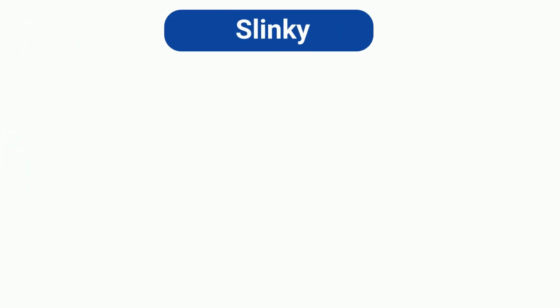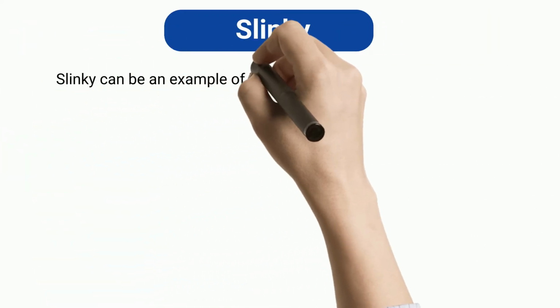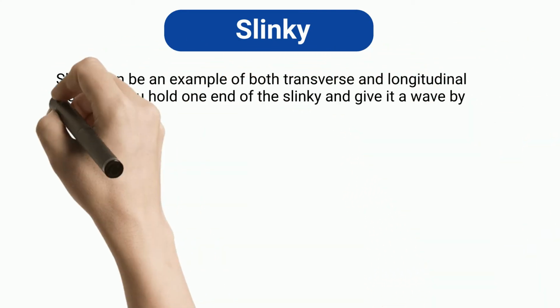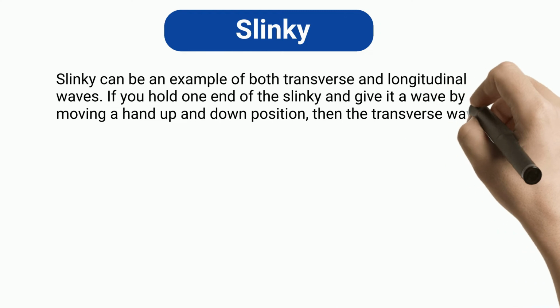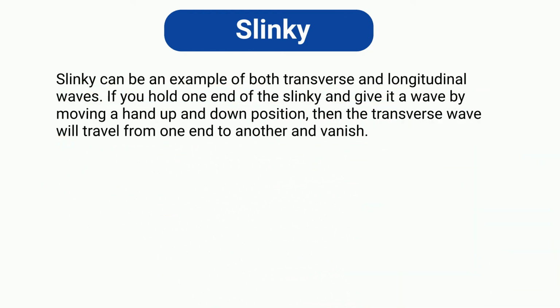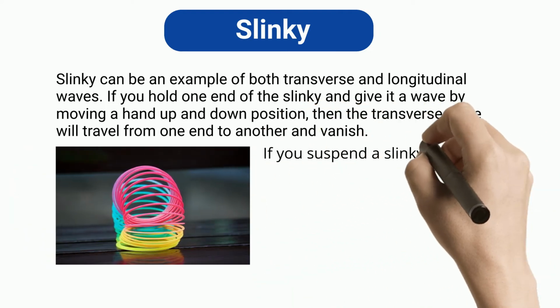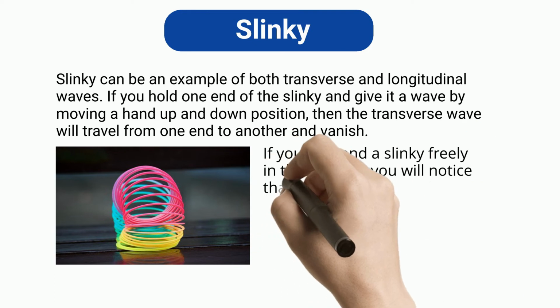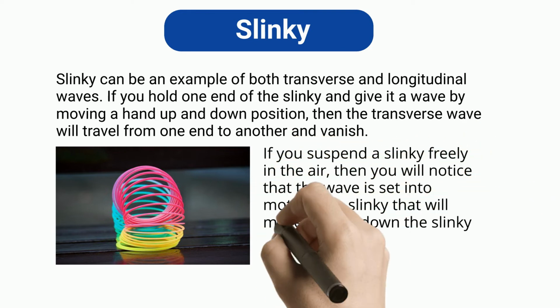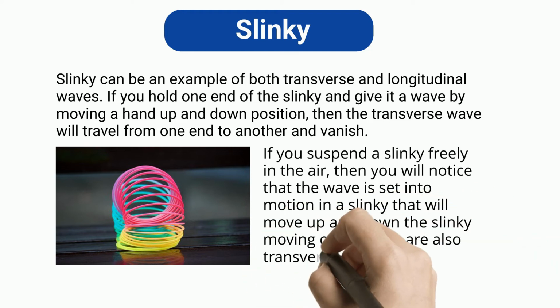Slinky. A slinky can be an example of both transverse and longitudinal waves. If you hold one end of the slinky and give it a wave by moving your hand up and down, then the transverse wave will travel from one end to another and vanish. If you suspend a slinky freely in the air, then you will notice that the wave is set into motion in the slinky that will move up and down the slinky's moving coils. These are also transverse waves.